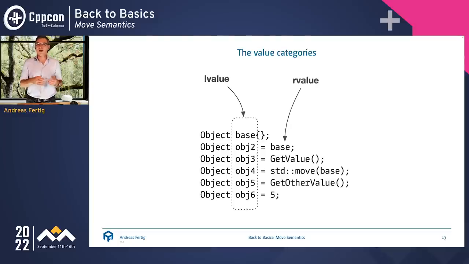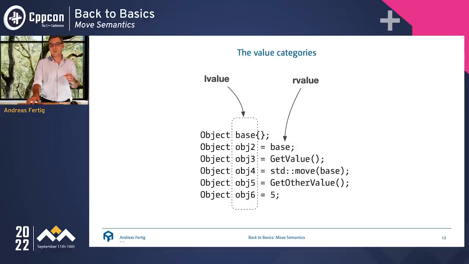That means mostly that R-values produce a new value, while L-values store them, catch them. L-values are things we can name, we can get the address from, things like that. R-values, like the result here in object 3 from a function call, we don't know the address, we don't know the name, we have to assign it to some L-value to get our hands on it. We can only pass it to another function, okay? So in C++98, obviously we didn't have object 4, so there was no std::move.